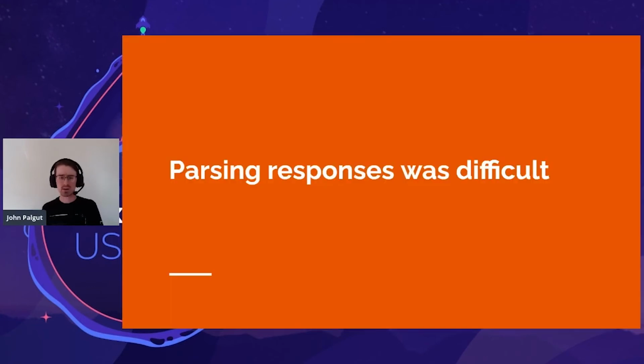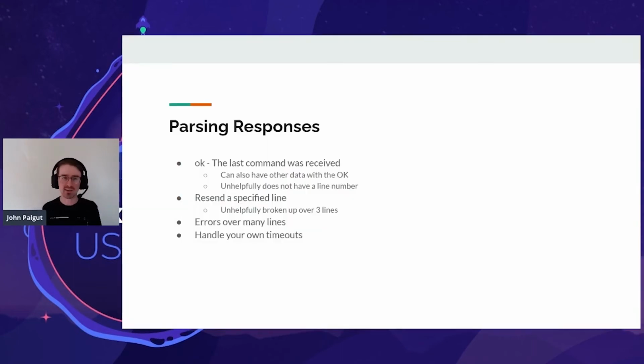So it turns out once I got down to actually sending the commands, parsing the responses was difficult, even if sending the commands wasn't. Let's take a look at why that is. One of the most common responses that can come back from the printer is just the string OK. And OK means I received the last command you sent. Sometimes OK comes with extra data, which is kind of weird for the parser. You can't just parse for OK. You have to check if there's also extra data and maybe parse that too. And then helpfully, it doesn't actually include the line number that it's acknowledging. It just says, hey, I got that last command. So you have to keep track of not only the commands you sent, but what order you sent them in, in order to acknowledge them off the stack.